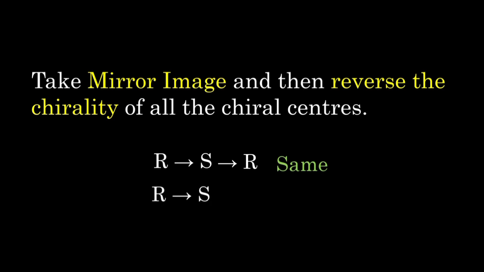Let's say we only take the mirror image but do not intentionally reverse the chirality. Then we get the enantiomer of the compound, provided it has no plane of symmetry or center of symmetry. However, if the compound has plane of symmetry or center of symmetry, then on taking mirror image we get the same compound. This is because using group theory it can be proved that any structure that possesses plane of symmetry or center of symmetry can be superimposed with its mirror image.